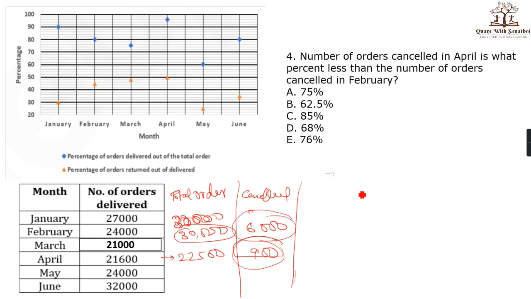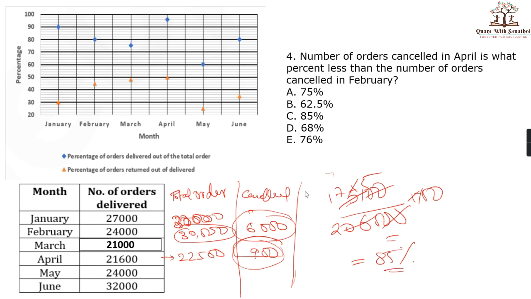So less means how much it is less? 5100 by 6000. What is the value? You can find it easily, I guess. This will be 17 by 20. Okay, just multiply it by 5, then you will get the answer. It means how much? 85%. It is option C. Now look at the next question.